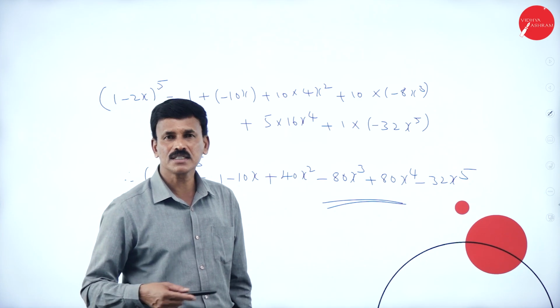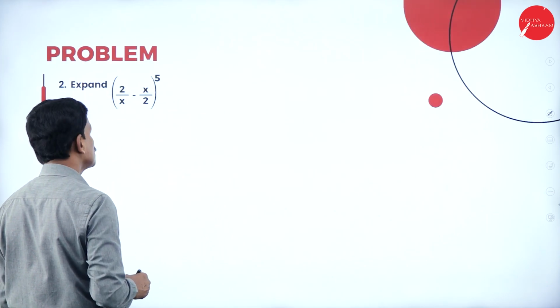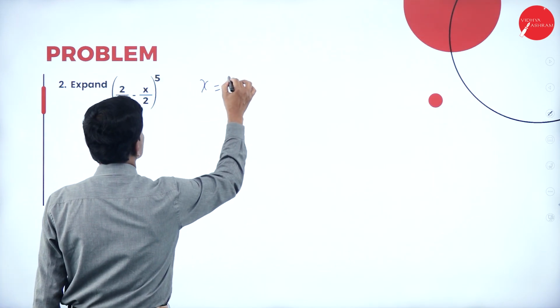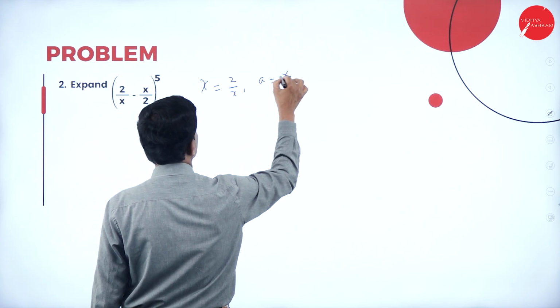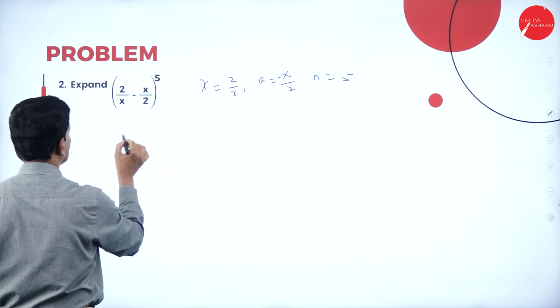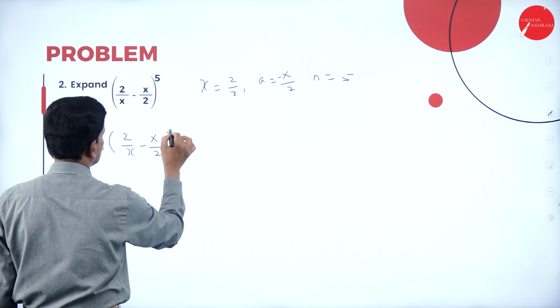Now let us come to the next problem. Expand (2 by x minus x by 2) whole to the power of 5. Same. Here x is equal to 2 by x and a is equal to minus x by 2 and n is equal to 5. Straight away you will write, so (2 by x minus x by 2) whole to the power of 5.